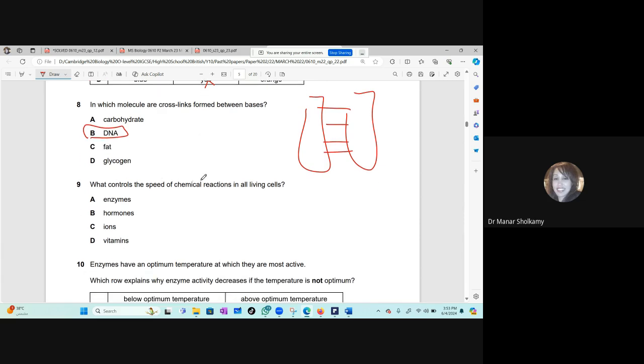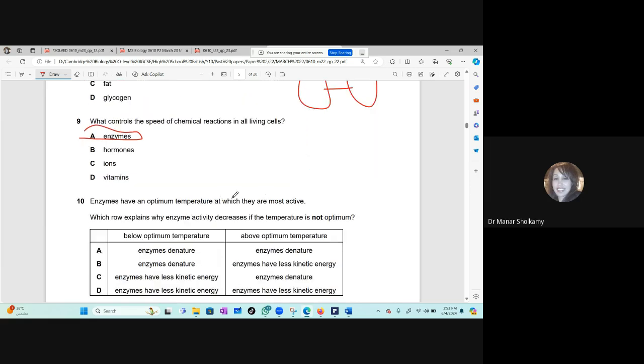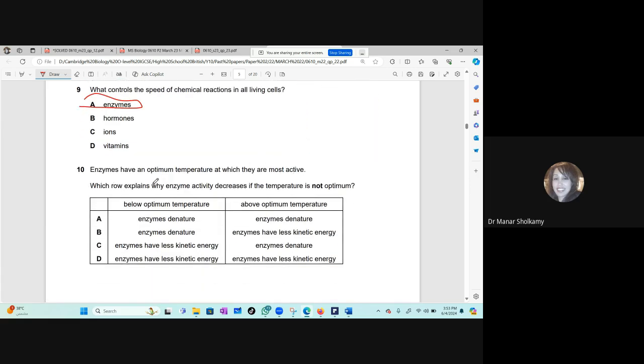What controls the speed of chemical reactions in all living things? Enzymes, hormones, ions, or vitamins? Enzymes. Of course, enzymes. Enzymes have an optimum temperature at which they are most active. Which row explains why enzyme activity decreases if the temperature is not optimum?